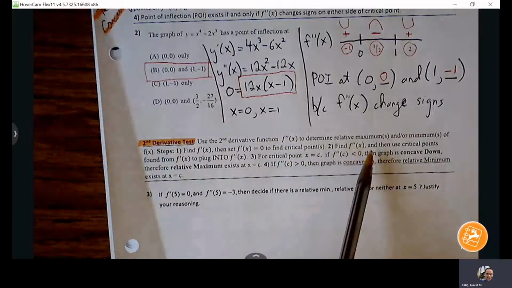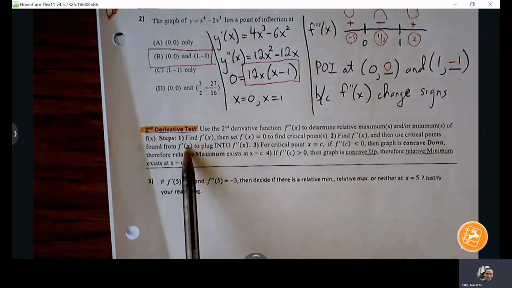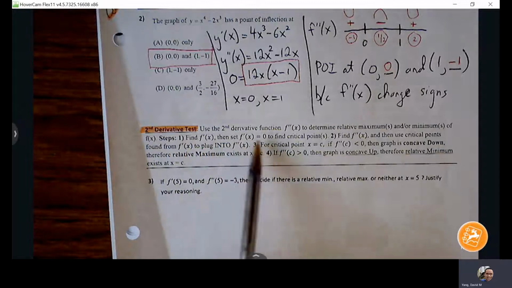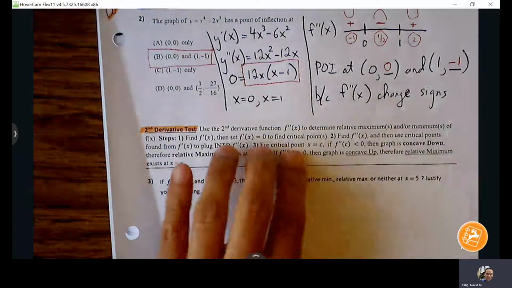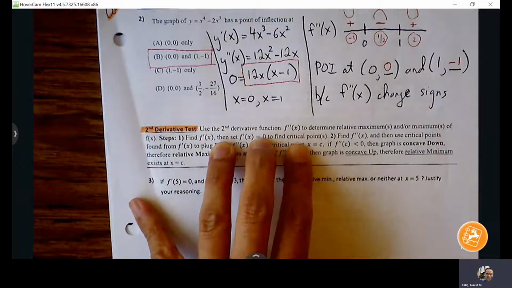It finds maxes and mins just like the first derivative test, and your initial steps will feel the same. You're going to find f prime, set f prime equal to 0, and find critical points. Those initial steps will feel the same between the first and second derivative tests. But now this is where things change.